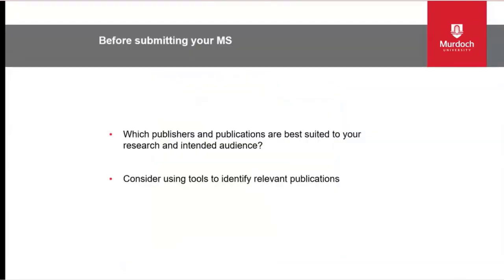Before submitting your manuscript, you'll need to consider your intended audience and find appropriate publishers and publications. In order to do this, you'll want to become familiar with tools that identify publications in your area of research. Examples of these will include Ulrich's, the Directory of Open Access Journals, etc., and these will be covered in part 3 of this presentation.